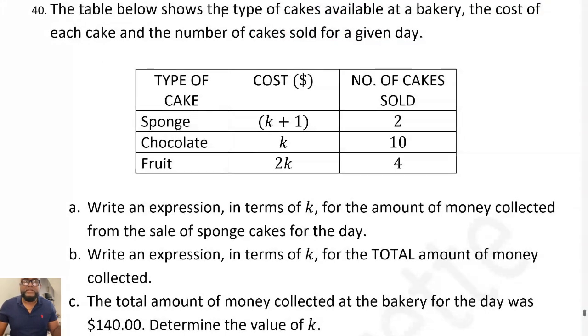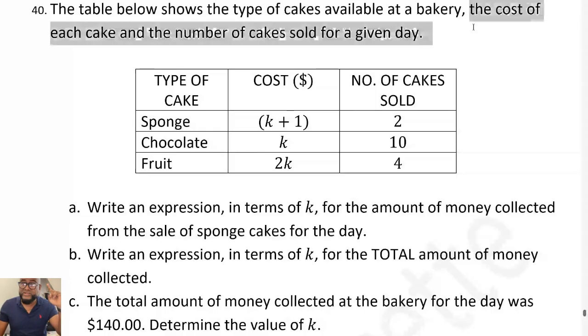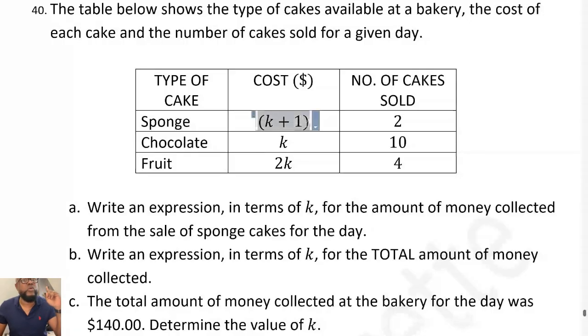Right. The table below shows the types of cakes available at a bakery. The cost of each cake and the number of cakes sold for a given day is given below, right? So sponge cake, the cost of one sponge cake, because they said the cost of each cake. This is very important, eh? The cost of each cake. So this here is the cost of one sponge cake, right? This here is the cost of one chocolate cake. This here will be the cost of one fruit cake. This is how much was sold for each type of cake, right?